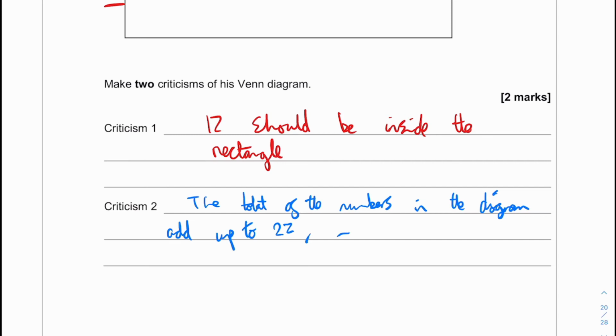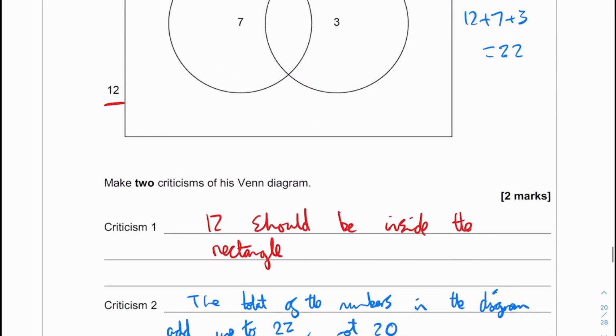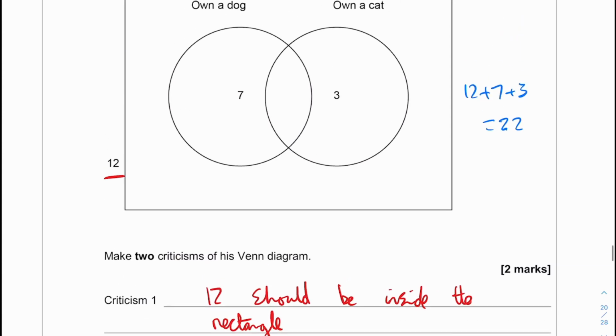22, not 20. And there's a couple other things that you can say, and these are: the universal set has not been defined, and another one would be there should be some numbers in here in the overlapping section. Specifically, there should be 2 people in the overlapping section.